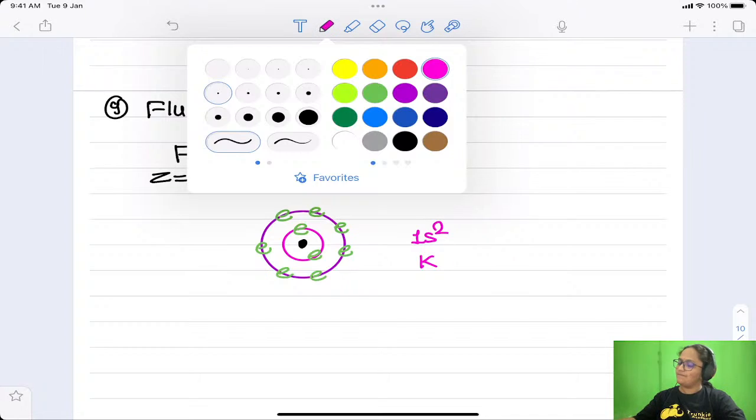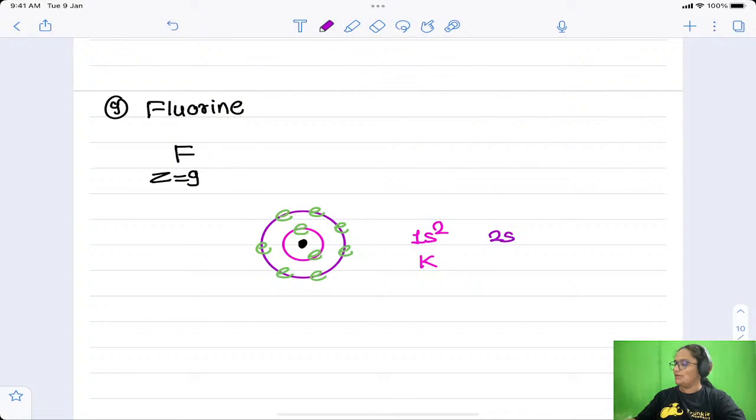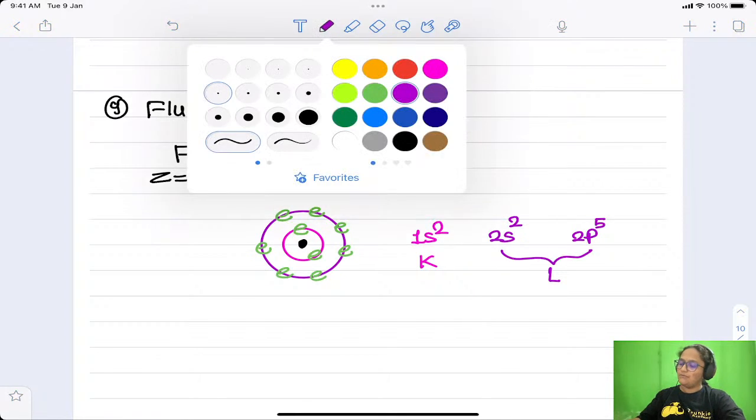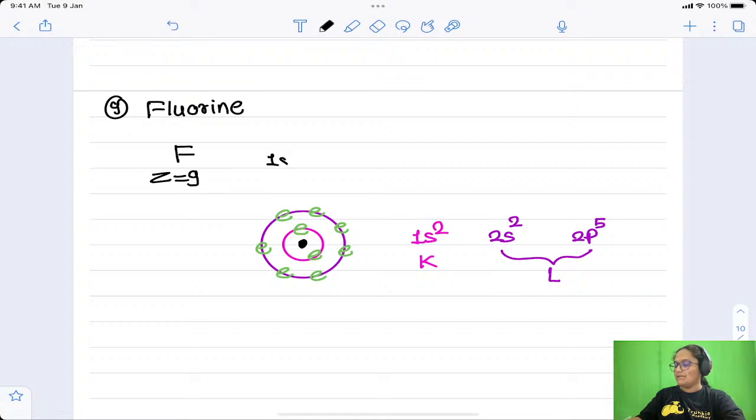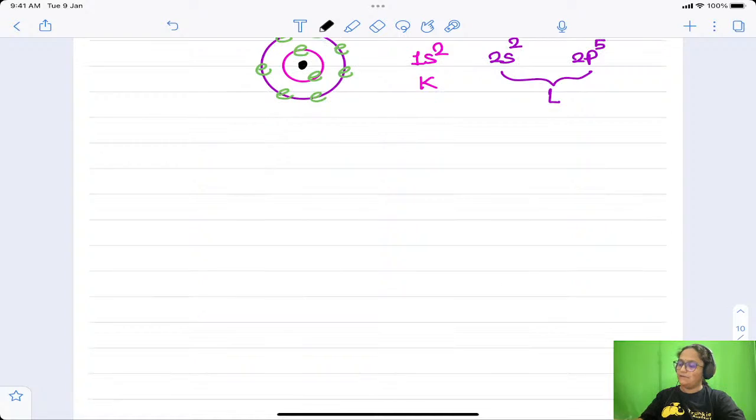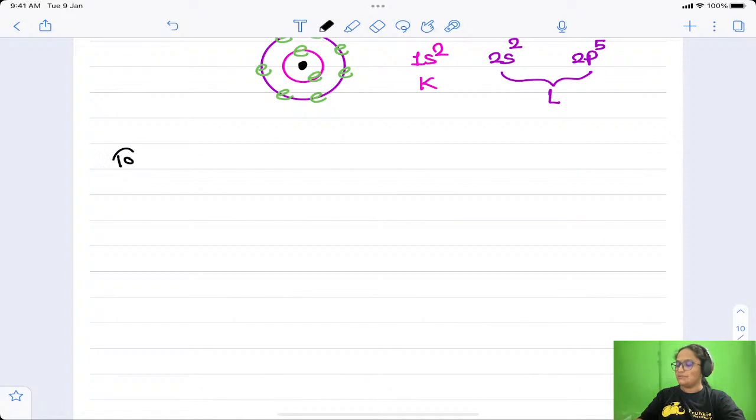Right? Electron configuration: first of all, for the K shell it is as it is, 1s2. For the L shell, 2s and 2p. Right? So this is for the L shell. As we know, the capacity of s is always 2 and the capacity of p is 6. But here only 5 electrons are there in 2p because total electrons are 9. So what is the electron configuration of fluorine? 1s2, 2s2 and 2p5. Right?